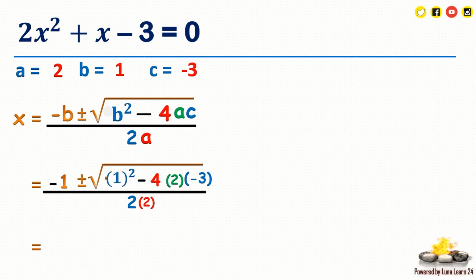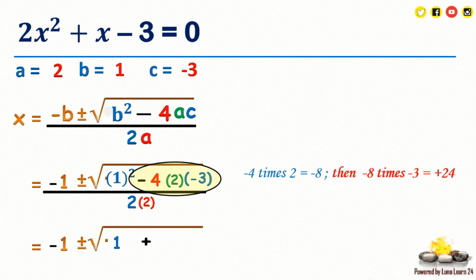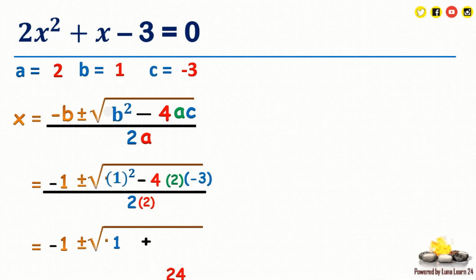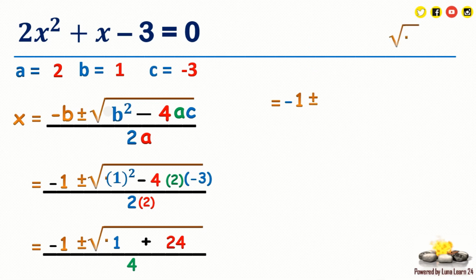So simplifying is going to give us negative 1 plus or minus the square root of 1 minus 4 times 2 times minus 3. That's going to give us plus what? Plus 24. Okay, so that gives us plus 24, all that on 4. So 1 plus 24 is 25, resulting in negative 1 plus or minus the square root of 25, all that on 4.